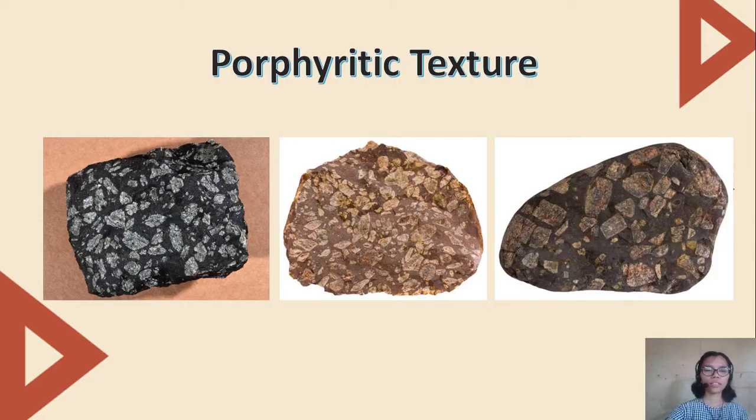So porphyritic texture forms through two stages of crystallization, where magma partly cooled below the surface of the earth, providing time for the large crystals to grow, the phenocrysts, before it is extruded to the surface, forming the fine-grained matrix, or the groundmass. Okay, so porphyritic textured igneous rocks can form in either fine grain or coarse grain.